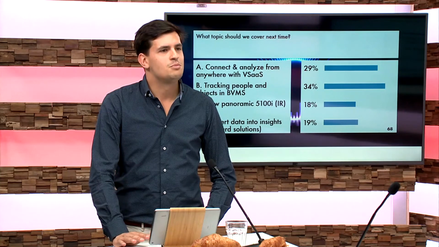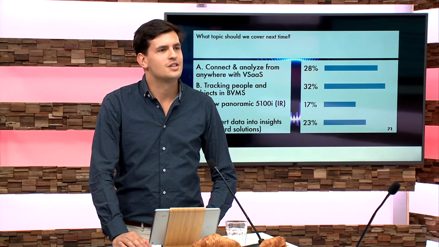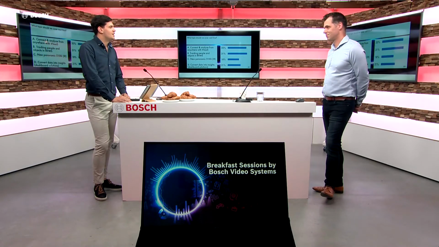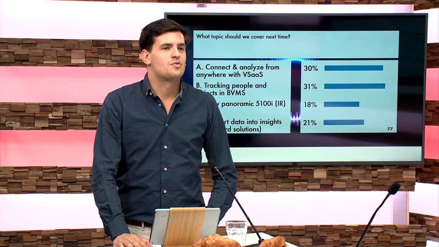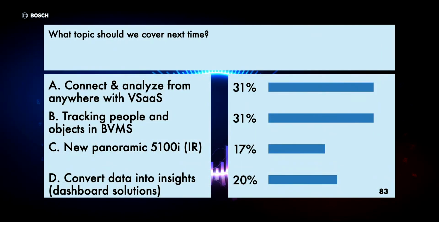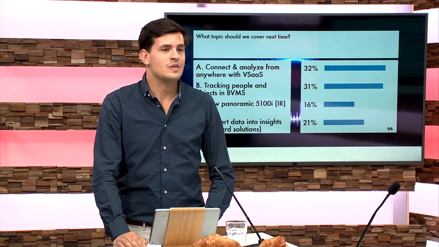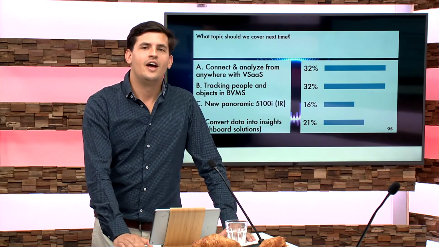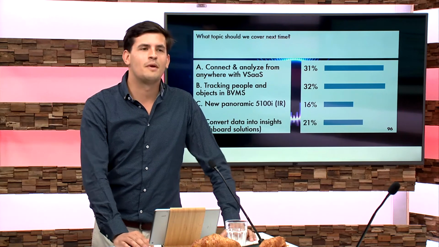One is the VSaaS, video surveillance as a service. I think that's a completely new business model, recently in the market, and how to work with that. We have of course tracking people and objects in BVMS, our own Bosch VMS. That touches upon what you mentioned before. Then a new panoramic camera, it's coming up, the one that also will have at some point the audio analytics, right? Correct. And then we have more on dashboard solutions. So the data that we discussed today, how to work that into a dashboard and make it in one nice overview.